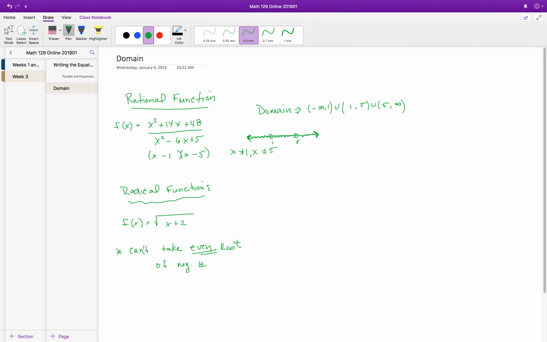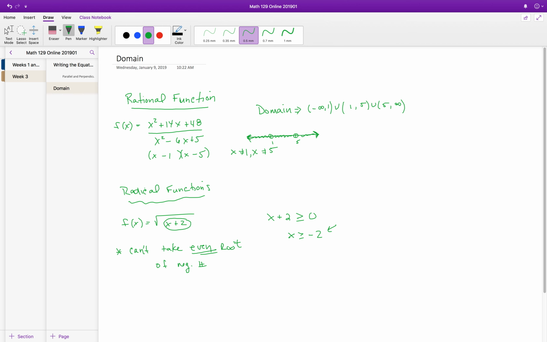Okay, so basically what I want to think about is this number, x plus 2, has to be greater than or equal to 0. I can take the even root of 0, right? The square root of 0 is 0. So that's what I do to determine the domain. X plus 2 has to be greater than or equal to 0. So solving that inequality, I have x is greater than or equal to -2. So this is basically my domain. These are the x values that make sense for this particular function.